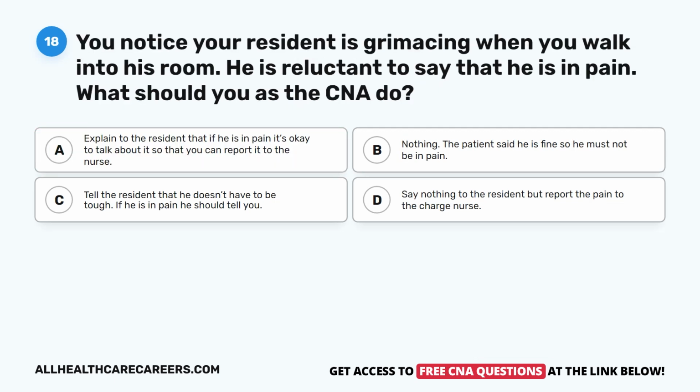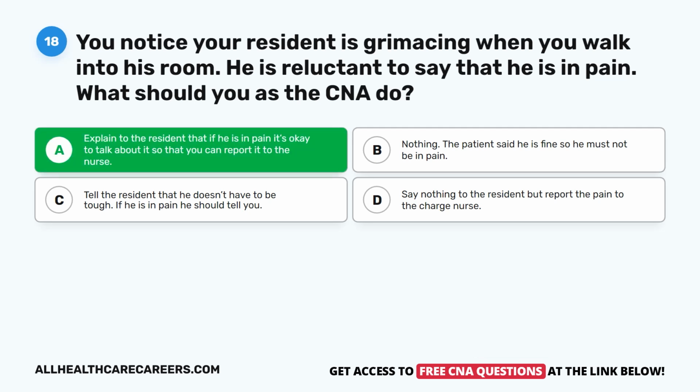Question 18. You notice your resident is grimacing when you walk into his room. He is reluctant to say that he is in pain. What should you, as the CNA, do? A. Explain to the resident that if he is in pain, it's okay to talk about it so that you can report it to the nurse. B. Nothing. The patient said he is fine, so he must not be in pain. C. Tell the resident that he doesn't have to be tough. If he is in pain, he should tell you. D. Say nothing to the resident but report the pain to the charge nurse.